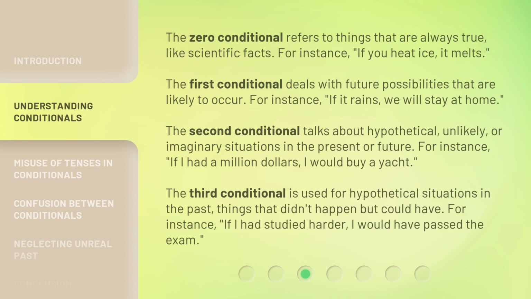The second conditional talks about hypothetical, unlikely, or imaginary situations in the present or future. For instance, if I had $1 million, I would buy a yacht. The third conditional is used for hypothetical situations in the past, things that didn't happen but could have. For instance, if I had studied harder, I would have passed the exam.